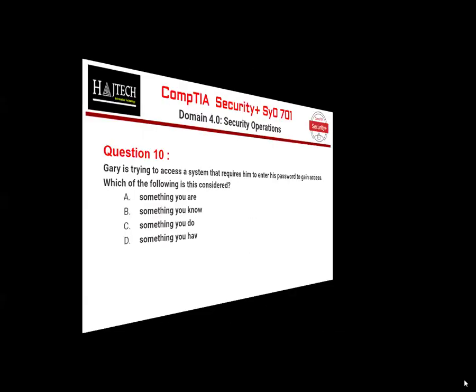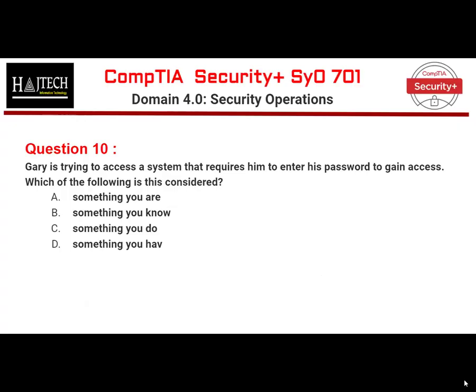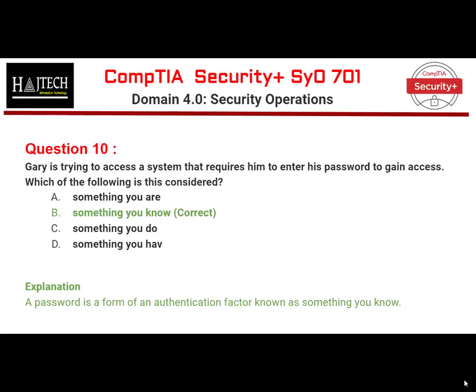Question 10. Gary is trying to access a system that requires him to enter his password to gain access. Which of the following is this considered? A. Something you are. B. Something you know. C. Something you do. D. Something you have. B. Something you know. Correct answer. Explanation. A password is a form of an authentication factor known as something you know.